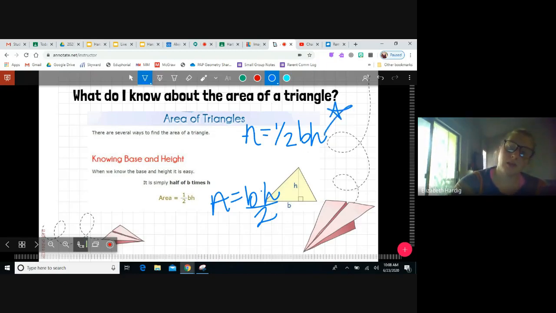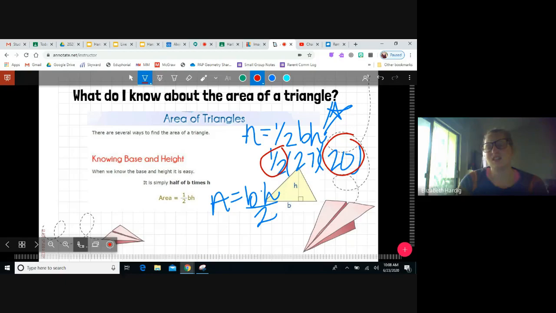I prefer to use this version of the formula just because with the commutative property, it doesn't matter what order you multiply in. So sometimes I might have something like 1/2 of 27 times 20. Well, I know it's easier to take half of 20, and since it doesn't matter what order I multiply in, now I can say 10 times 27, which is 270. So it just makes it easier and flexible thinking.